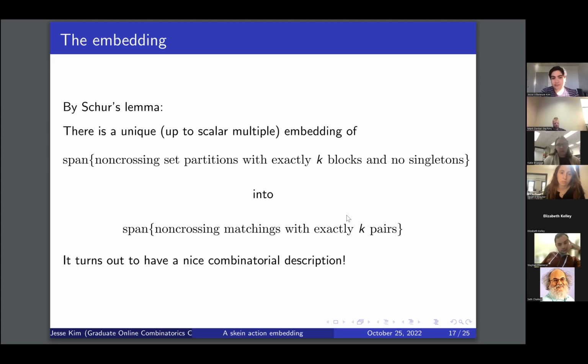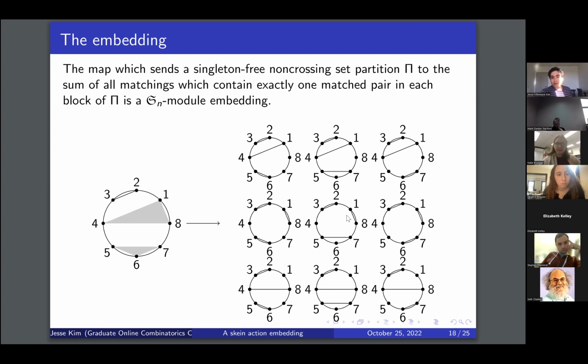And so that actually has a nice combinatorial description. So let me tell you about what the combinatorial description of that is. So the way this map works is that you take your non-crossing set partition and you think about all ways to pick a single matched pair from each block. So we've got 3 blocks. We've got a block 2, 3. We've got a block 1, 4, 8. We've got a block 5, 6, 7.